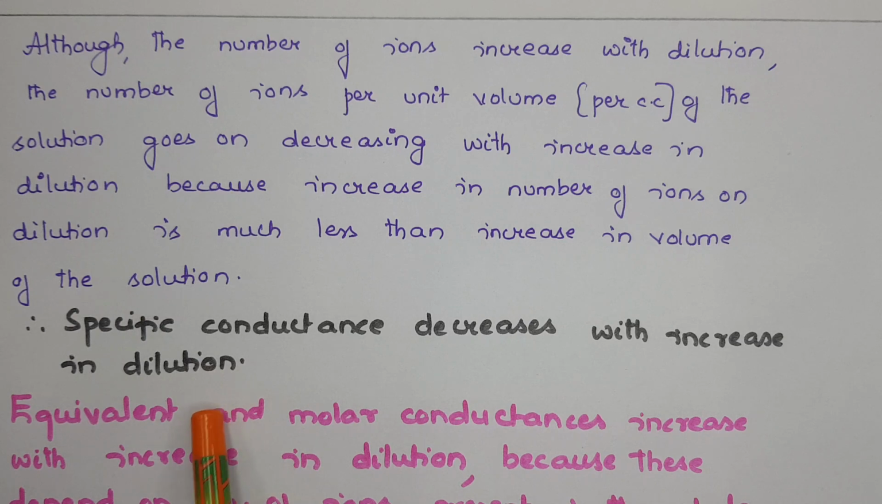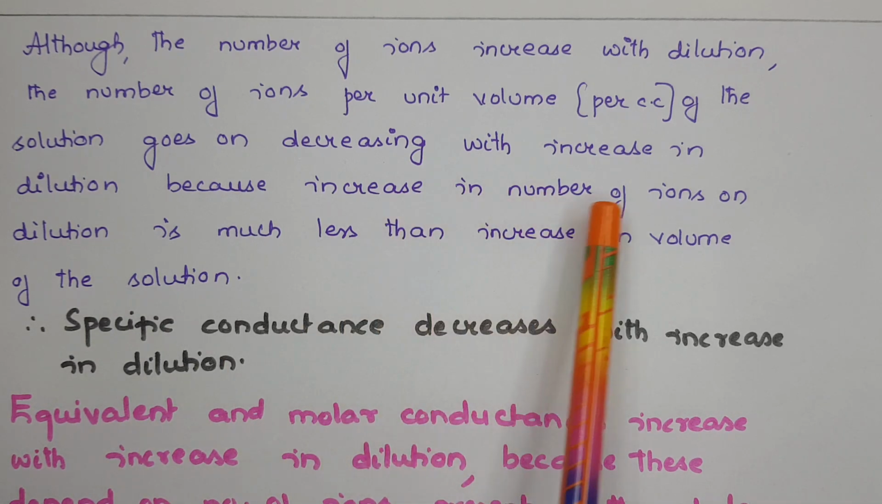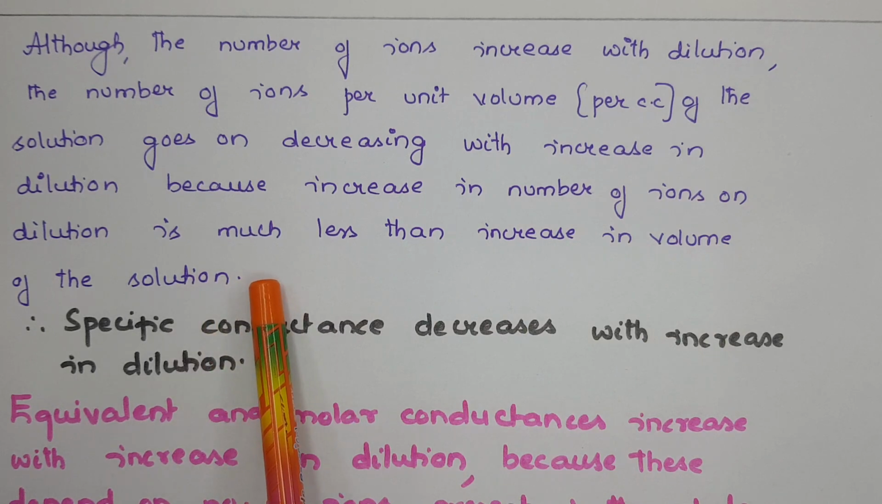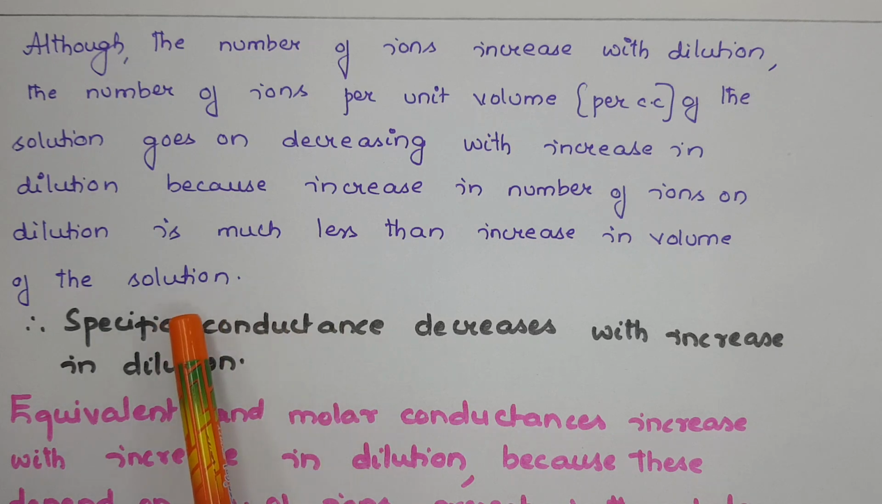Okay, students? Why? Because even though the number of ions increase with dilution, the number of ions per unit volume or per cc of the solution, when we observe, it will be decreasing on dilution. So that is how we write: increase in number of ions on dilution, when we observe, is much less than increase in volume of the solution. This is the reason specific conductance decreases with increase in dilution.